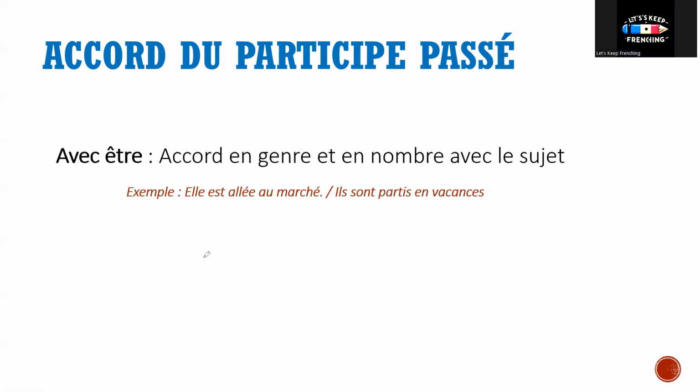elle est allée au marché. So as you can see here, there is an extra E that stands for the feminine because the subject is feminine. So le participe passé should be feminine. And let's see the other example. Ils sont partis en vacances. So ils, they are plural. Therefore, le participe passé should have an S for plural. Okay? Now, that's with the auxiliary être.